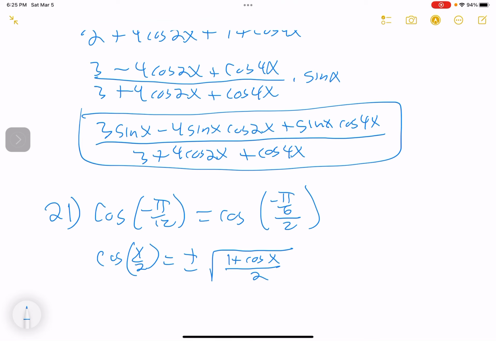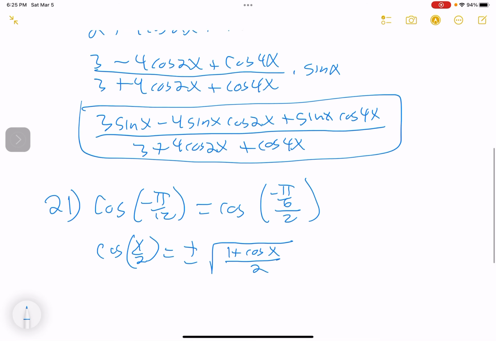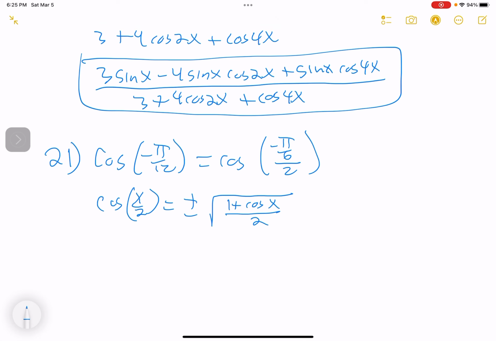Now, one thing to think about in this is the quadrant. Where is negative pi over 12? That's the fourth quadrant where cosine's positive. So we're going to go with the positive part of this. So this cosine of negative pi over 6 over 2 is the positive square root of 1 plus cosine of negative pi over 6 all over 2.